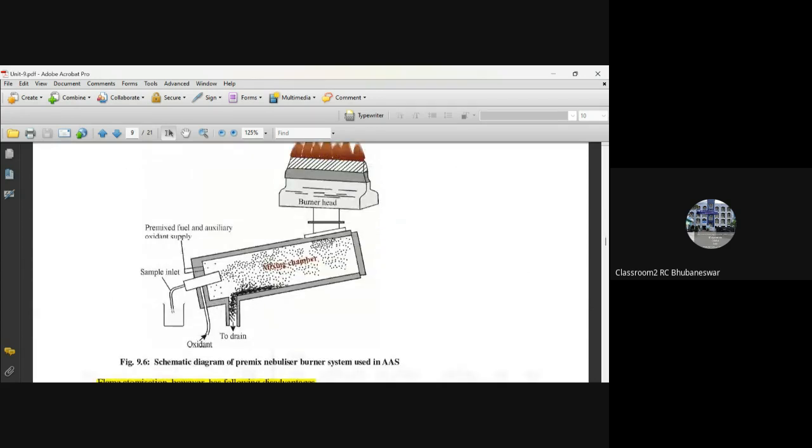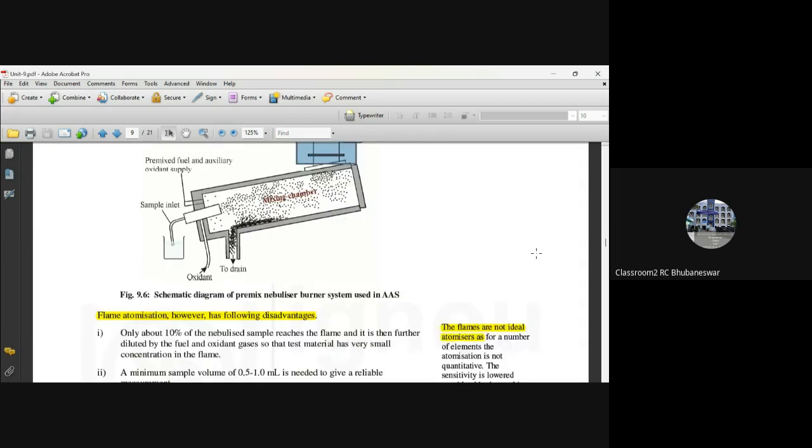So this is a premix nebulizer burner used in AAS. Here you see the sample is there in a beaker. You spray that sample through the sample inlet, so it goes inside the mixing chamber. Whatever is not used comes out through this drain and is drained out. Then from the mixing chamber it goes to the burner head, where it is atomized, or comes in contact with your flame.